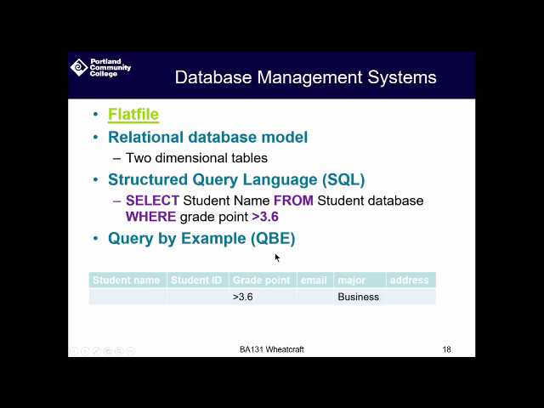Query by example can be very useful too, especially if you're doing this multiple times. So you set this up once, now I can go in and change the grade point to 3.0, or I can change the major to chemistry. And so on this form, I can very quickly adjust the report I'm looking for.